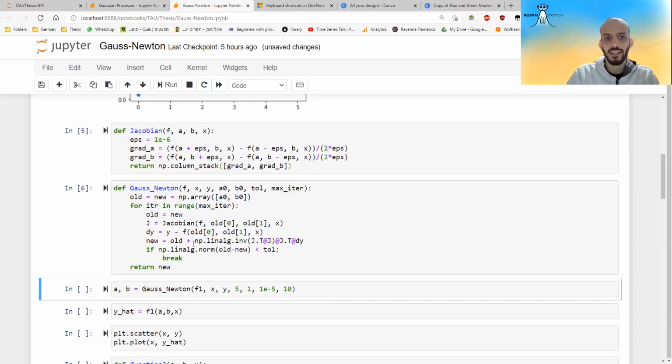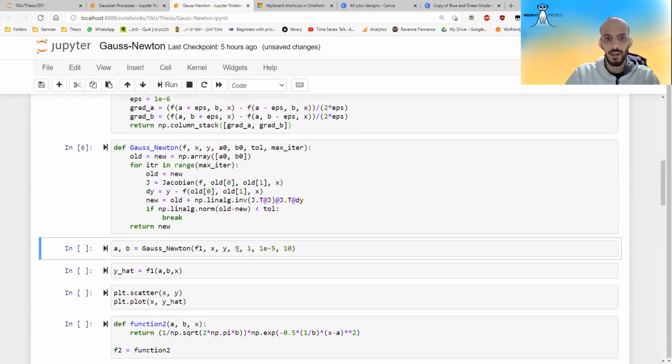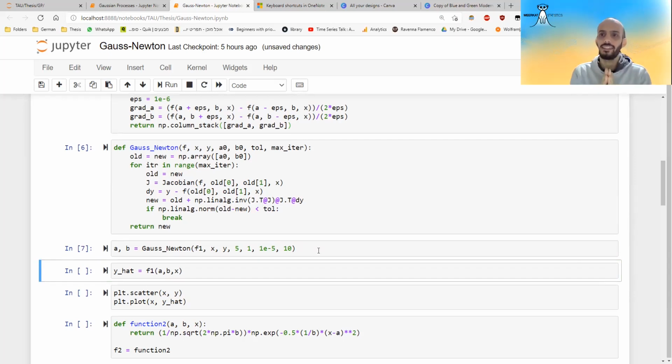And here I will run it for the first function that I mentioned with, let's say, the data that I generated. And let's say that for the first parameter, I give it 5, and for the second parameter, I give it 2. I give it some tolerance of 10 to the power of minus 5. And I tell it the max iteration is 10. Okay, so it will run. It fitted the model, and now I have the coefficients that I wanted, the a and b.